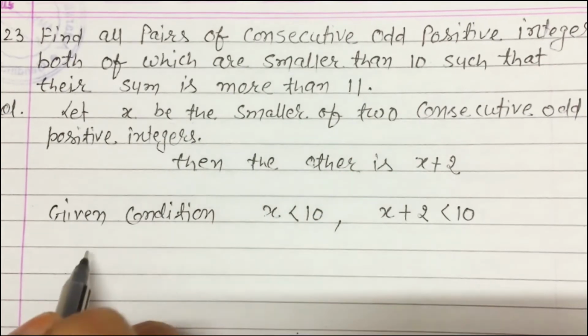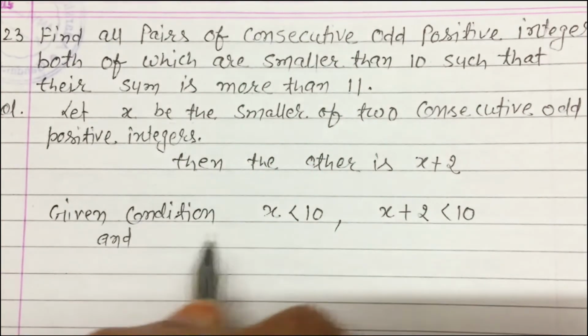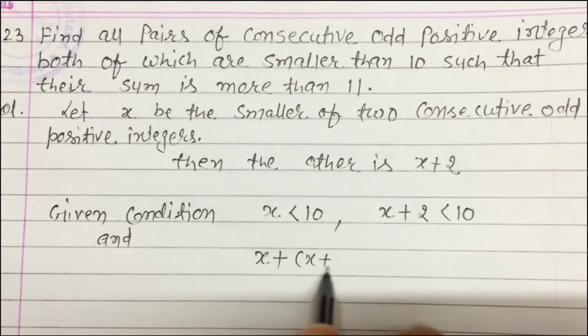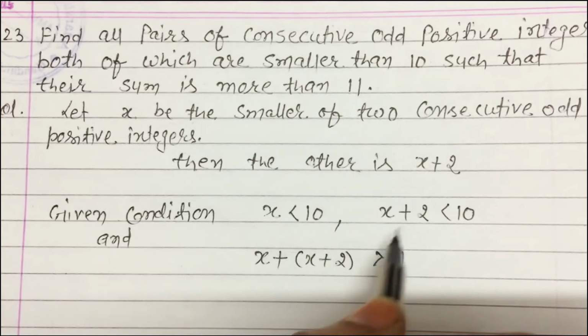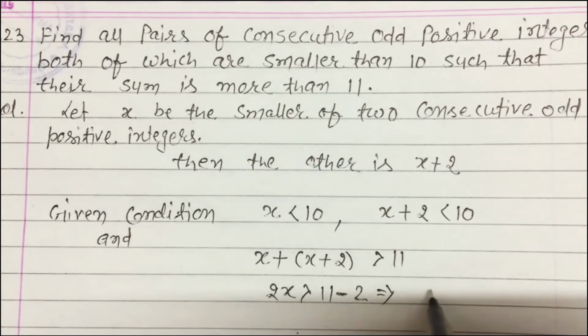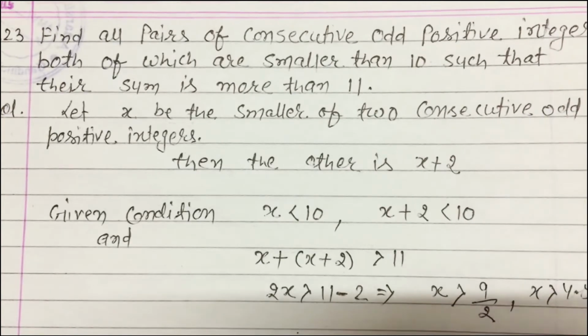And now the second condition is given: the sum of both, x plus (x plus 2), is greater than 11. Now we solve this. From this, 2x is greater than 11 minus 2, therefore x is greater than 9 by 2. It means x is greater than 4.5.